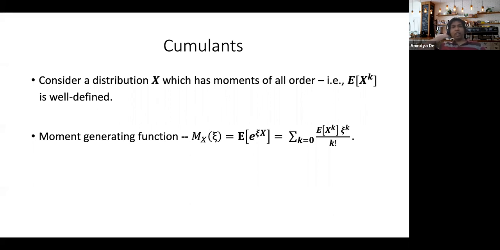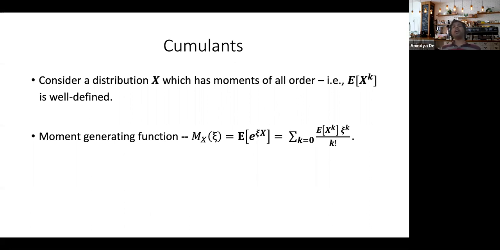So what's a cumulant? Consider a distribution X. This is a real valued random variable, a one-dimensional random variable. And we all know what moments are. So consider a distribution which has moments of all order. We know what it means. So think of such a distribution.